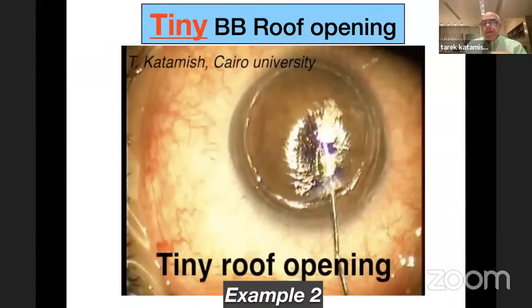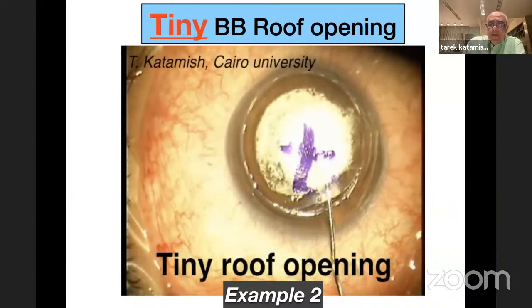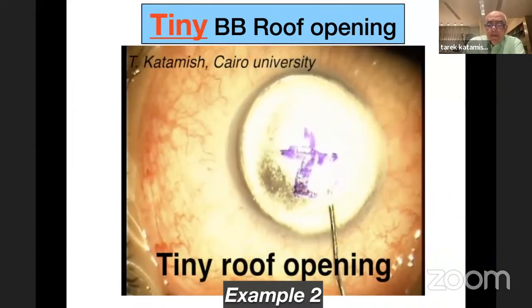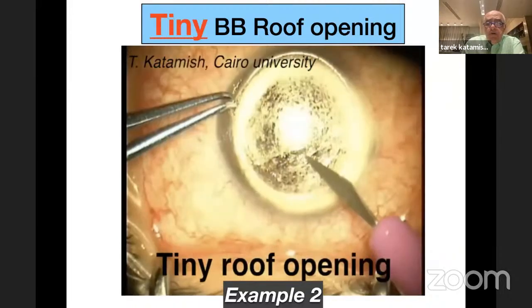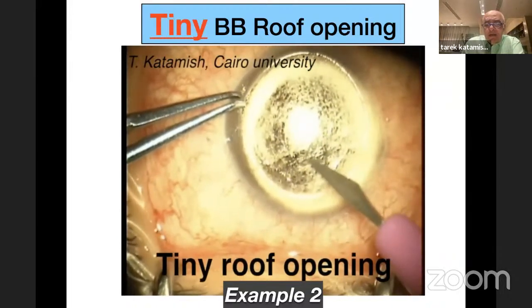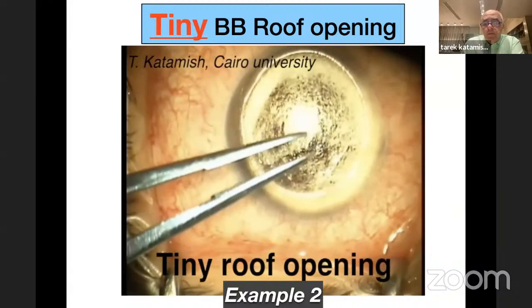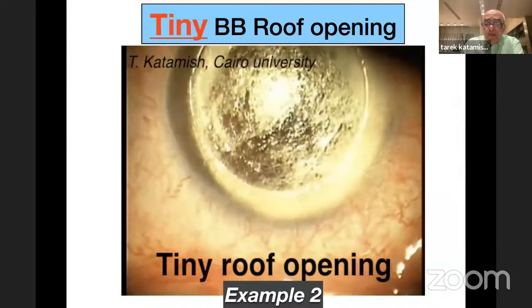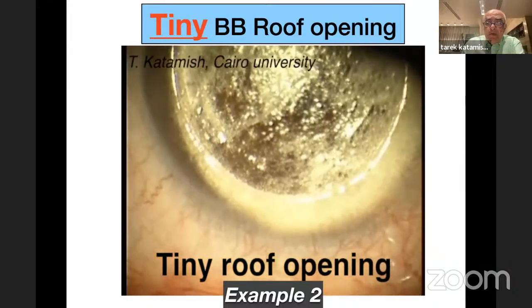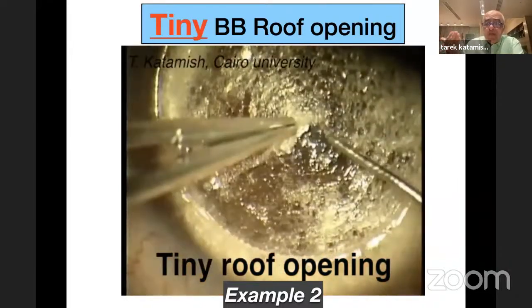So there is a problem, what we call a tiny big bubble roof. You will be able to make a safe big bubble roof opening, but this opening is tiny. As you see here, this is a big bubble type 1. You make stromal dissection and you go to the big bubble roof. It's okay, it's open now. But when you look at this opening, it is very tiny. You want to enlarge it. It's impossible to enlarge it because you have this membrane just touching the stroma.